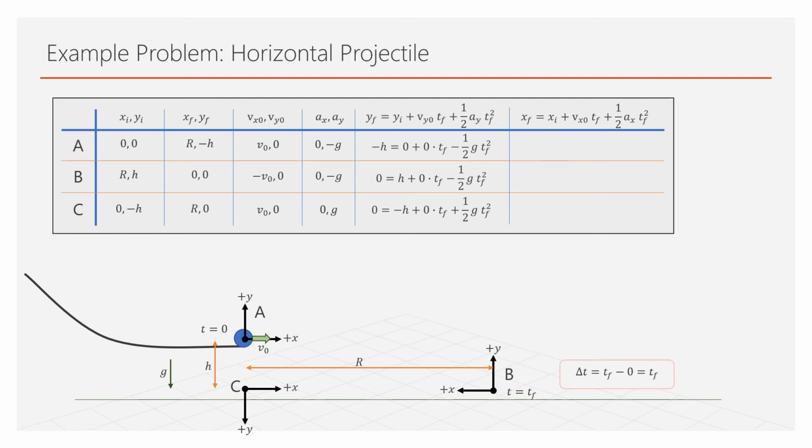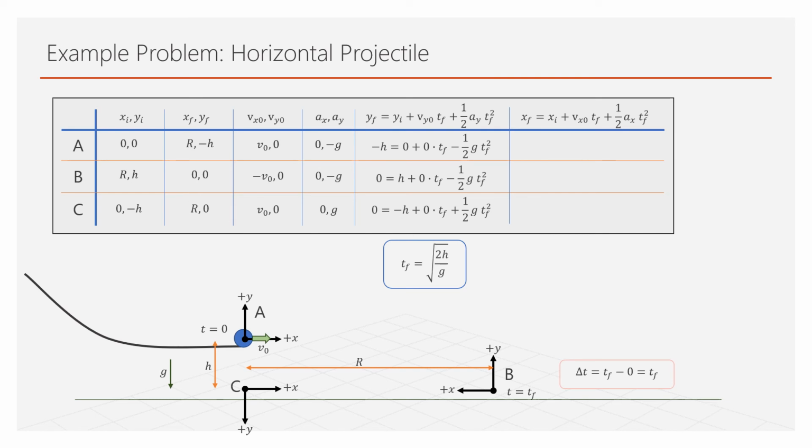And you can see that each one is a little bit different, but you can see how they're also very similar. We can then take each of those three equations and solve for t sub f, the time of flight. And for all three of them, you will get this result, that the time of flight is equal to the square root of 2h divided by g. This shows you that it doesn't matter which coordinate system you use.